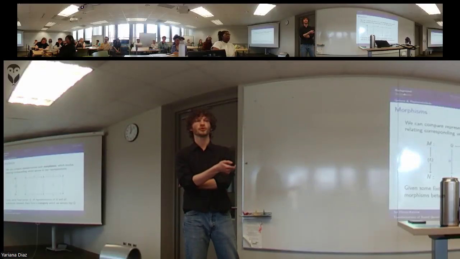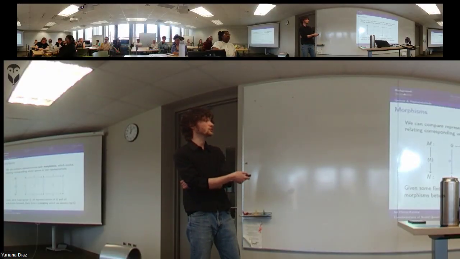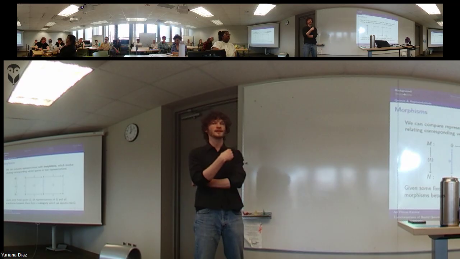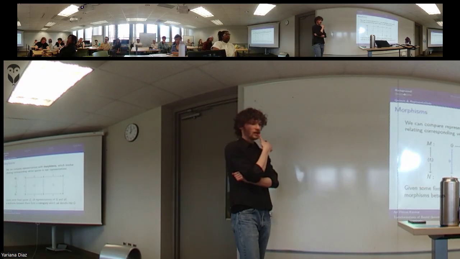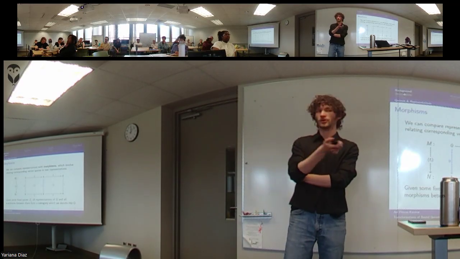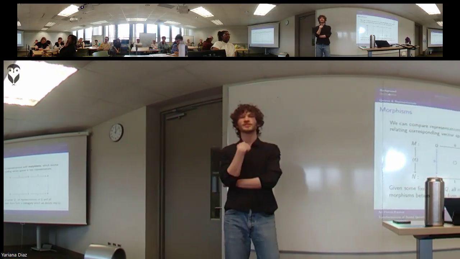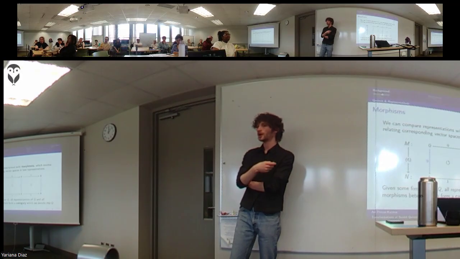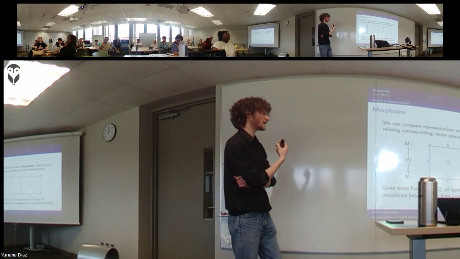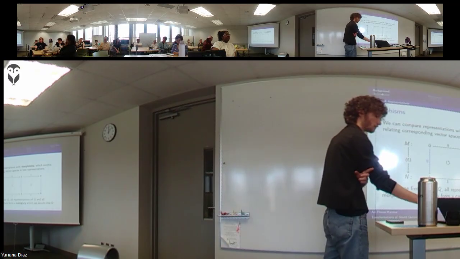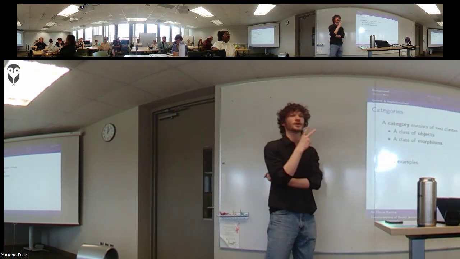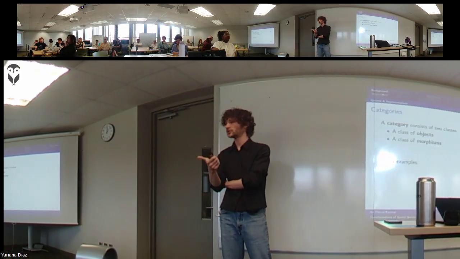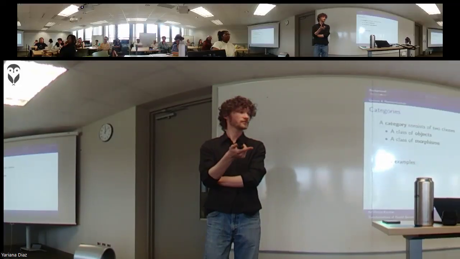And then we're also going to enforce an additional condition, which is that each of these squares commutes. That is, if you compose these linear maps, and then you compose these linear maps, what you get is the same thing. If you give me some fixed quiver, let's call it Q, and we look at all the possible representations of Q and all possible morphisms between those representations, what this forms is something called a category, which we will denote rep Q. A category consists of two classes. We have a class of objects, and we have a class of morphisms.